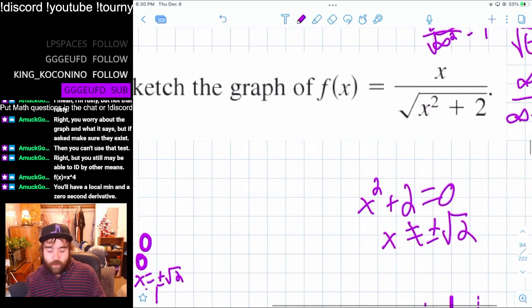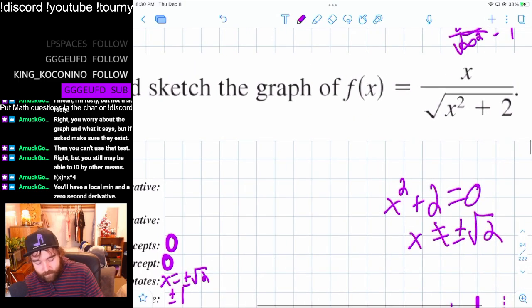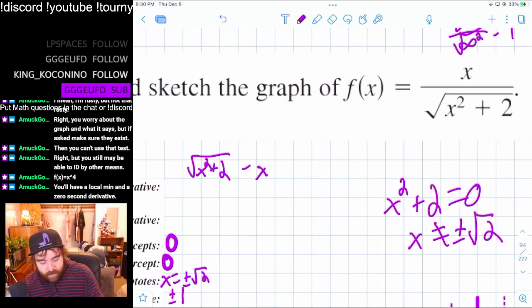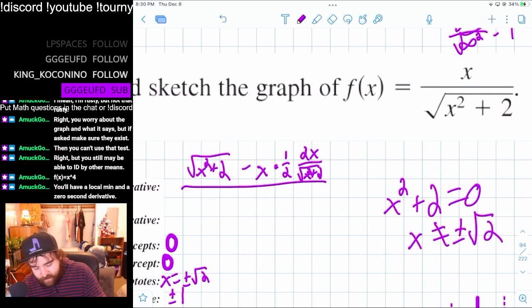So let's do that. We're going to have to use quotient rule. So it's the derivative of the top, which is 1, times the original of the bottom, minus the original of the top, times the derivative of the bottom, which is going to be, what is that? 1/2, 1 over root x squared plus 2, but then times the derivative of the inside, so times 2x. Oh gosh. At least this is nice. Over the bottom squared, so over just a plain x squared plus 2.